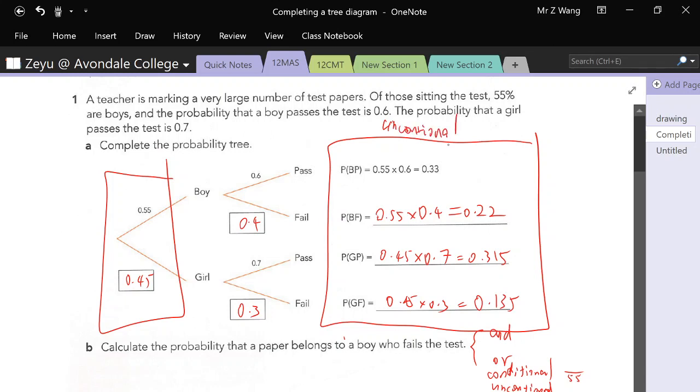If there are 100 students, I know 33 out of 100 are both boy and pass. This one is unconditional because if there are 100 students, we know 50 out of 100 are boys. But these are not. These must be out of 55, and this must be out of 45. I hope that makes some sense. Okay? So now you have to decide which of these 10 numbers this one represents.